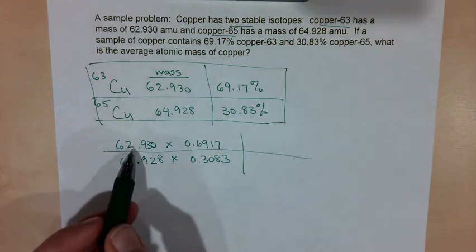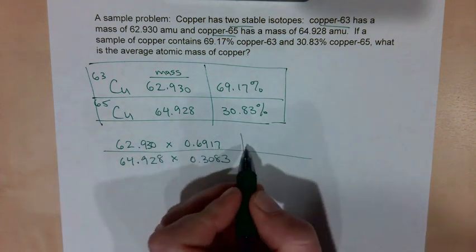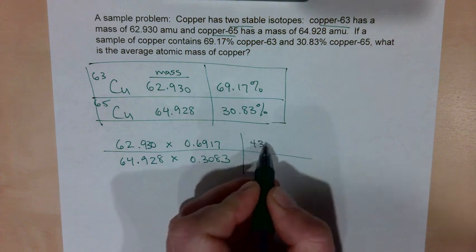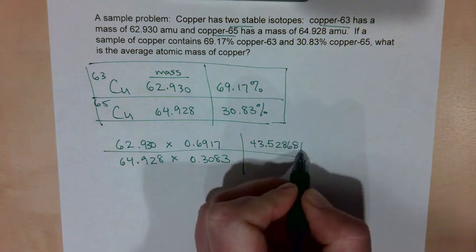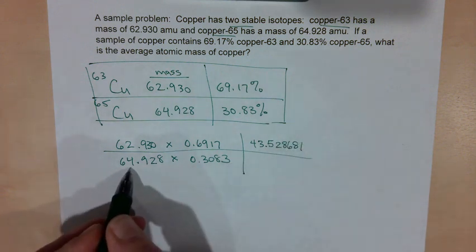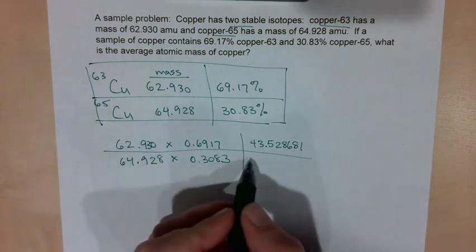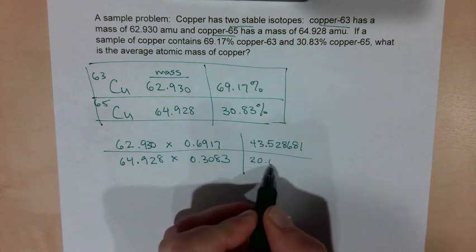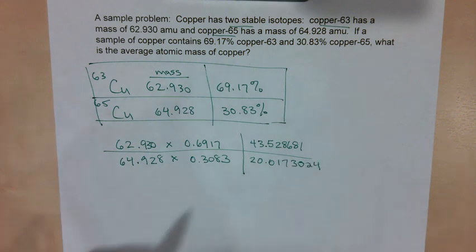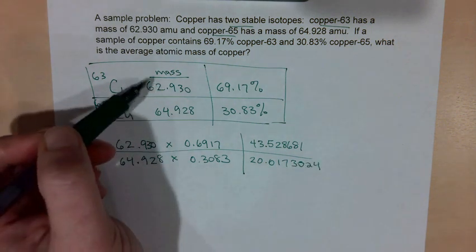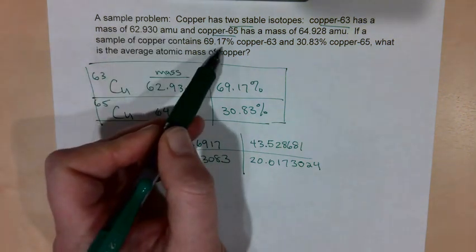When I do this math, 62.930 times 0.6917, I get 43.528681. And when I multiply 64.928 times 0.3083, I get 20.01730024. Now, recognize that in the problem, they've given you 5 significant digits and 4 significant digits.